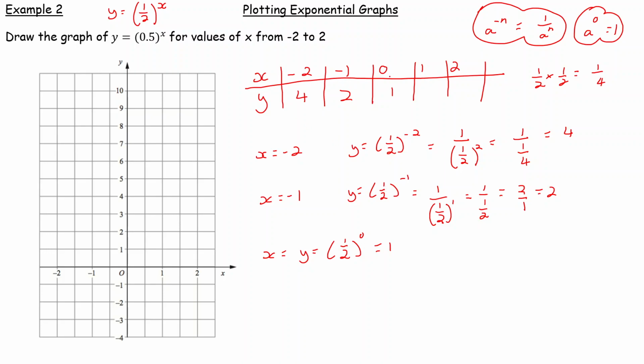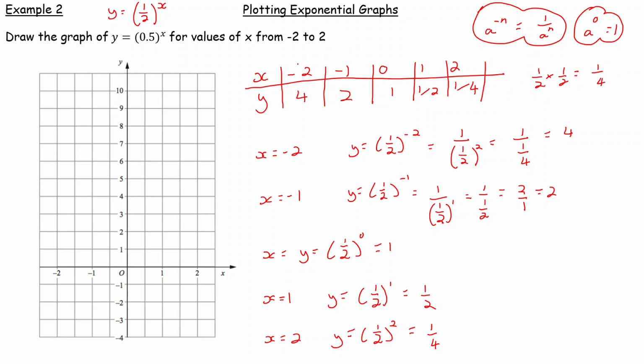And now, when x is equal to 1, let's see what happens. X is equal to 1, we get y is equal to 1 over 2 to the power of 1, which is our new x value. So a half to the power of 1, or anything to the power of 1, just keeps the number as it is. So we get 1 over 2 in this one. And then finally, when x is equal to 2, we get y being equal to 1 over 2 to the power of x, well, x is now 2. 1 over 2 squared means a half times a half, which is equal to 1 over 4. So we get 1 over 4 as our y value when x is equal to 2.